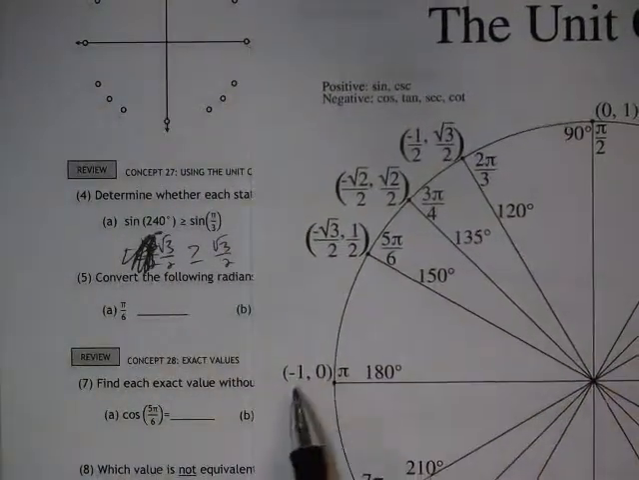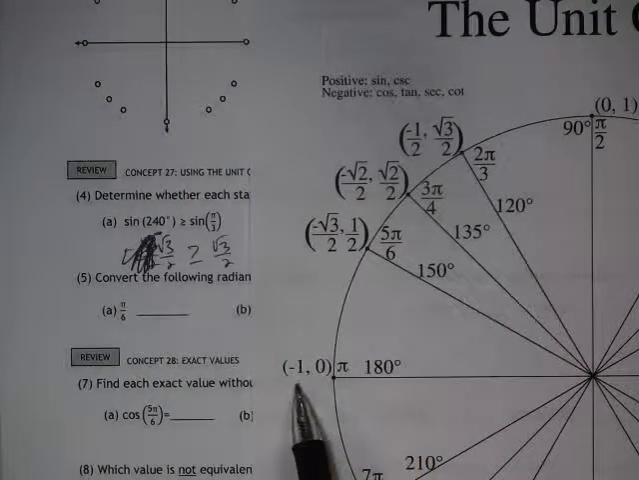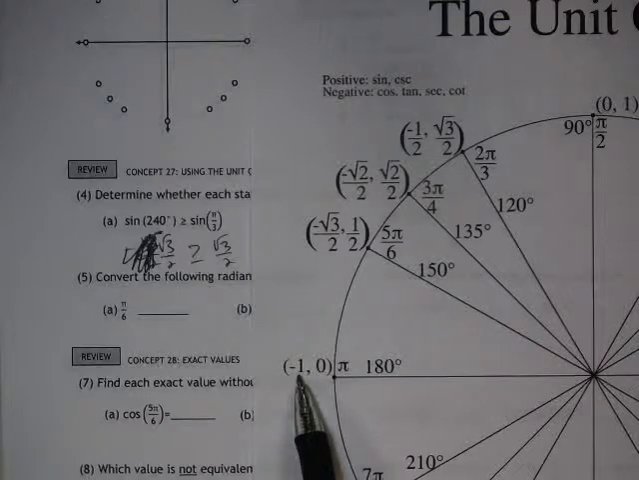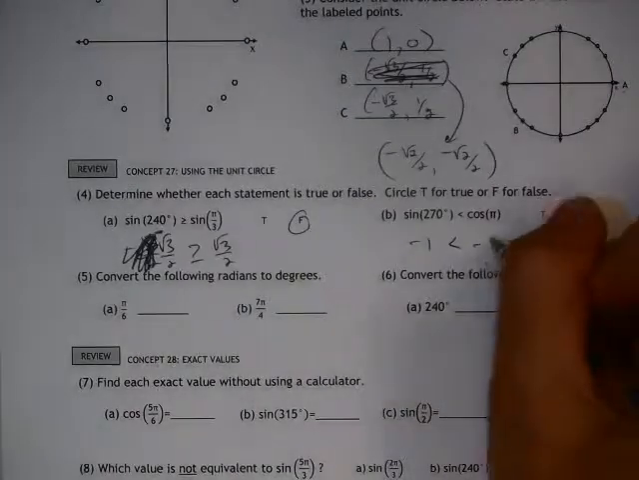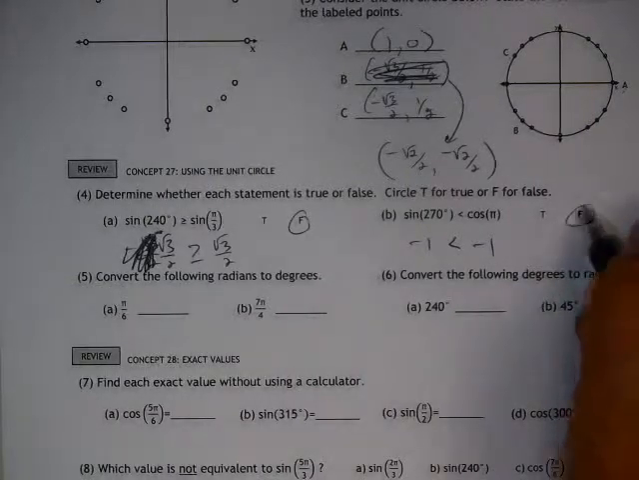Cosine of pi, at pi we're at -1, 0. Cosine this time is the run, or the x value. So cosine there would be -1. So now we're asked, is -1 less than -1? No, obviously they're equal, so that is also false.